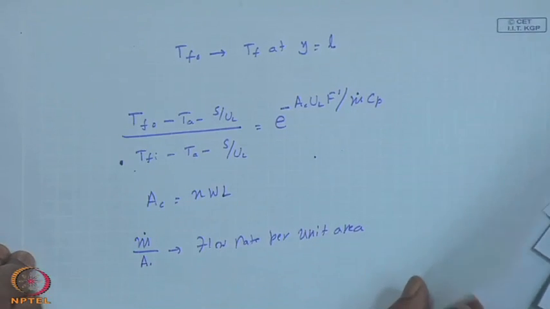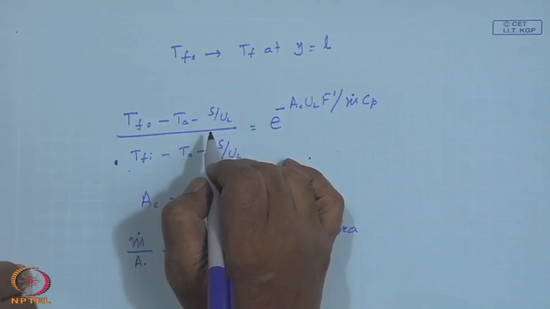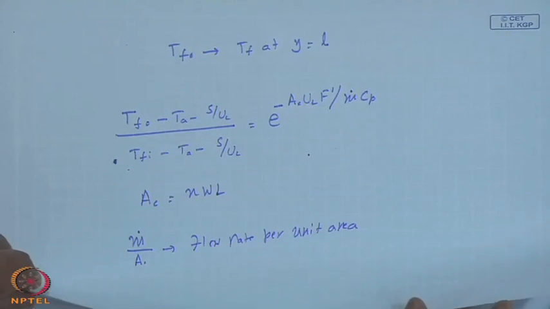So, now what do I have? I know how the fluid temperature varies from inlet to the outlet, and I can estimate the outlet temperature, and we have already found the variation in the x direction through the fin concept.